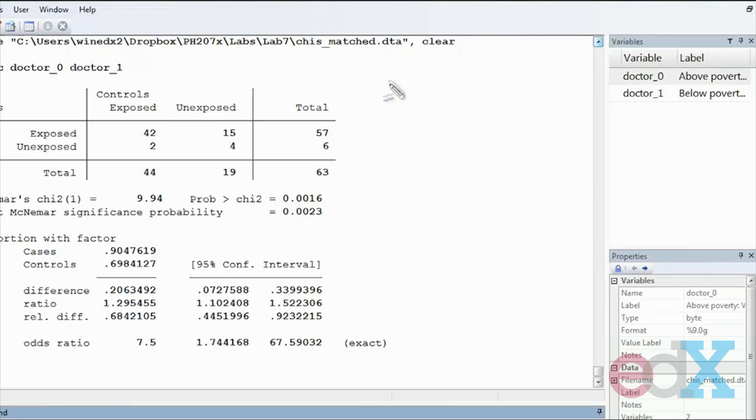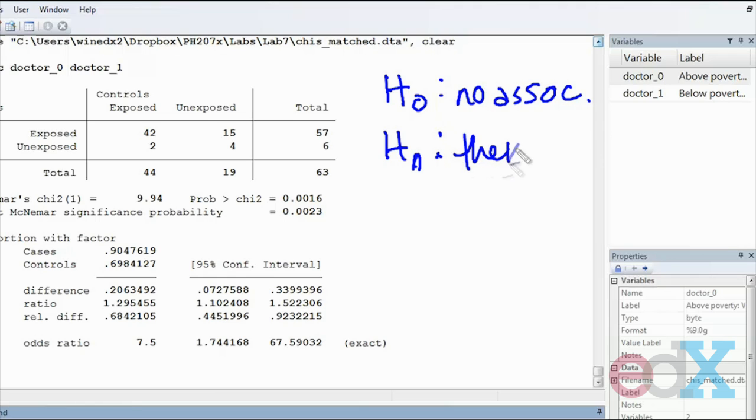So before conducting McNemar's test, let's think about this. What's our null hypothesis and what's our alternative hypothesis? So even though we're in this setting with matched data, you still end up with the same null and alternative. It would be that there's no association between poverty and visiting the doctor in the past 12 months, and the alternative would be that there is an association.